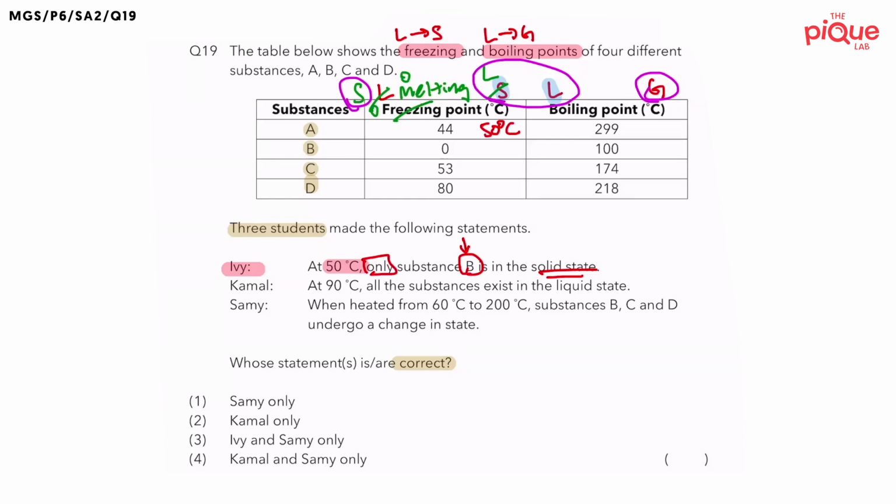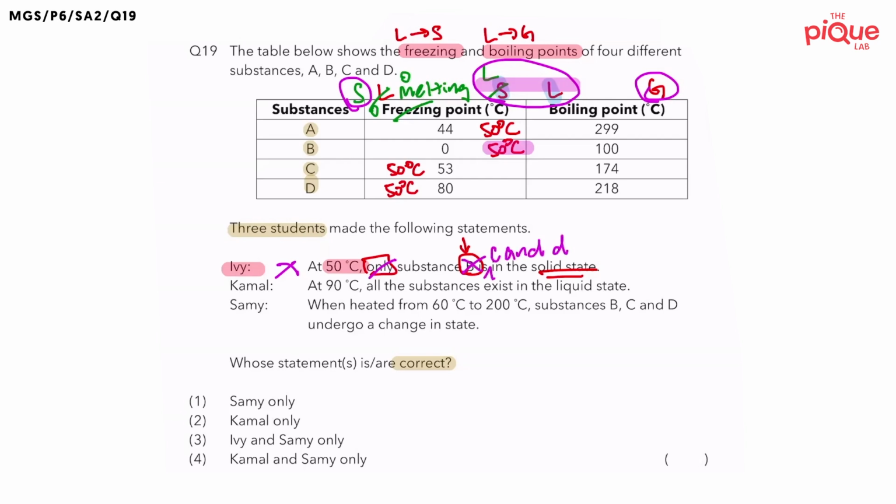So let's do that for all the substances B, C, and D. For substance B, we can place 50 in the middle of 0 and 100. And for substance C, it will be before 53 degrees Celsius and substance D before 80. And going back to Ivy's statement, she said that only substance B is in a solid state. Can you look at the annotation and tell me, is substance B placed under the solid state? No, substance B is placed under the liquid state. So is Ivy's statement correct? No, Ivy's statement is not correct. In fact, which substances are in the solid state? We can see that substances C and D are in the solid state.